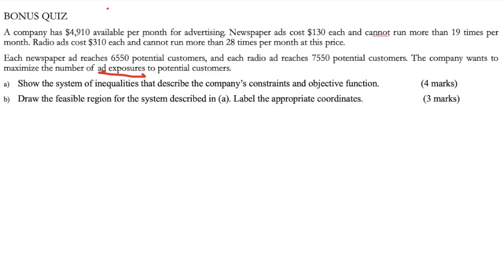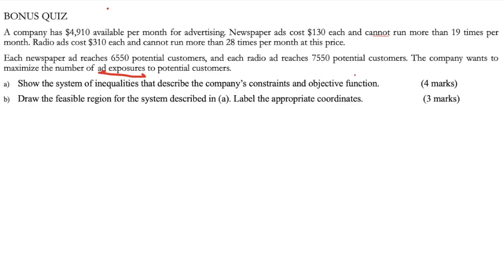Same goes for radio, which is 7,550. But in terms of exposure, it could be how many times they see the advertisement. It's not about how many customers. All right, so that's the idea. Okay, now you see here A: show the system of inequalities that describe the company's constraints and objective function.